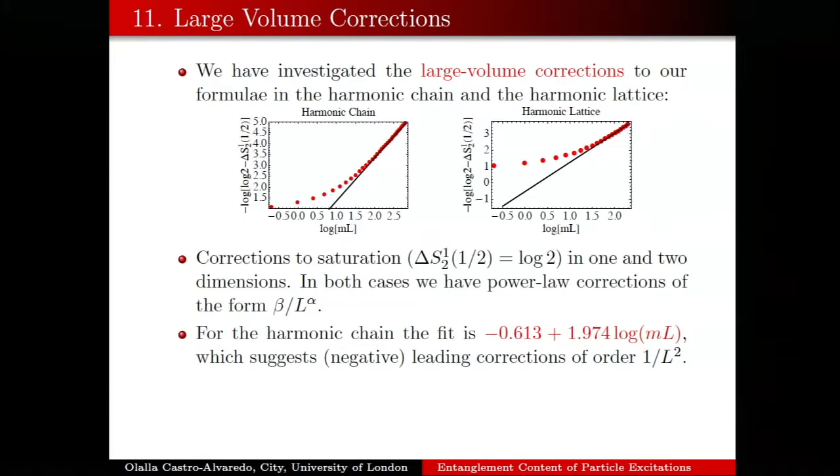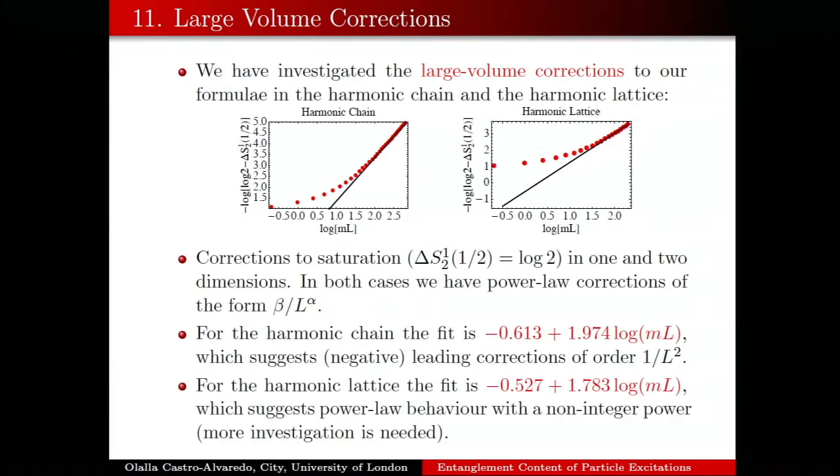And we have done this here for these two curves. So for the harmonic chain, we get a value such as this. And actually, from the numerics that we did, this looks very much like a power 2. So it looks like the correction goes like 1 over L squared. Okay, so it's a negative correction. We approach log 2 from below. Log 2 is the maximum. And then we have a correction that goes like 1 over L squared with some coefficient.